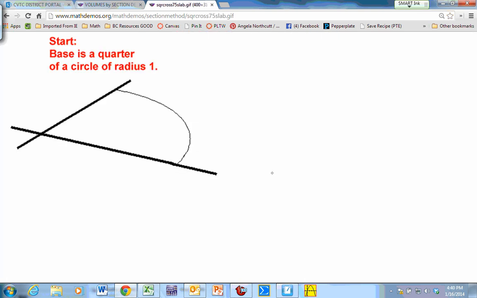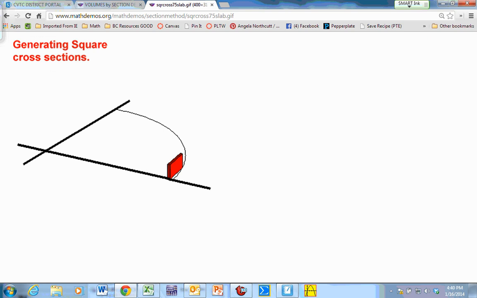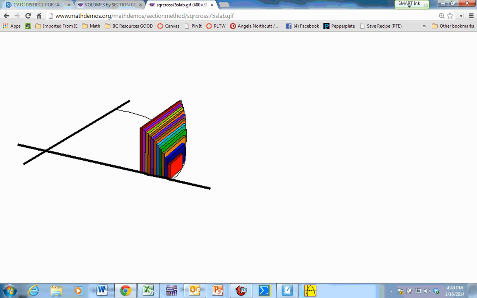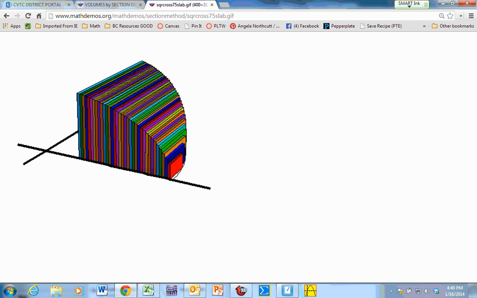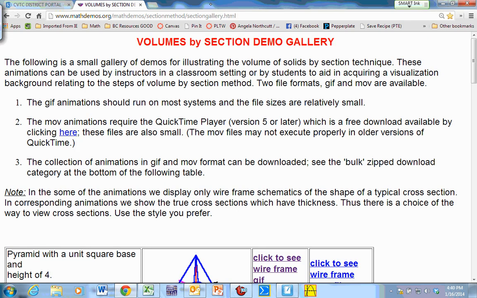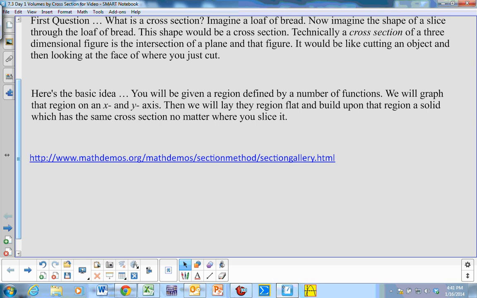And here's just one more example. Here are square cross sections, and there's a function that's a part of a circle, a quarter of a circle. If you look carefully, you can realize that the length of the side of the square is simply going from the x-axis to the function, and so that's going to be the length of your side. All right, so let's start practicing, and the fun part of this is the drawing.